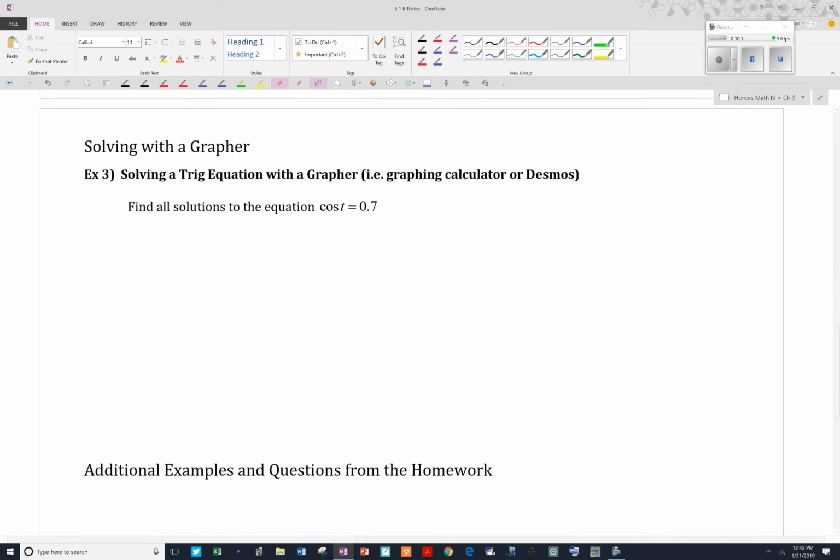All right, the last type of question that we're going to have here. Unfortunately, I can't use my calculator here at home, the one that's on the screen. You're just going to have to graph it on your own and kind of trust the sketch that I put up here in a second. We're going to be using a graph calculator in order to solve cosine of t equals 0.7. I'm going to do a kind of a sketch here as we go.